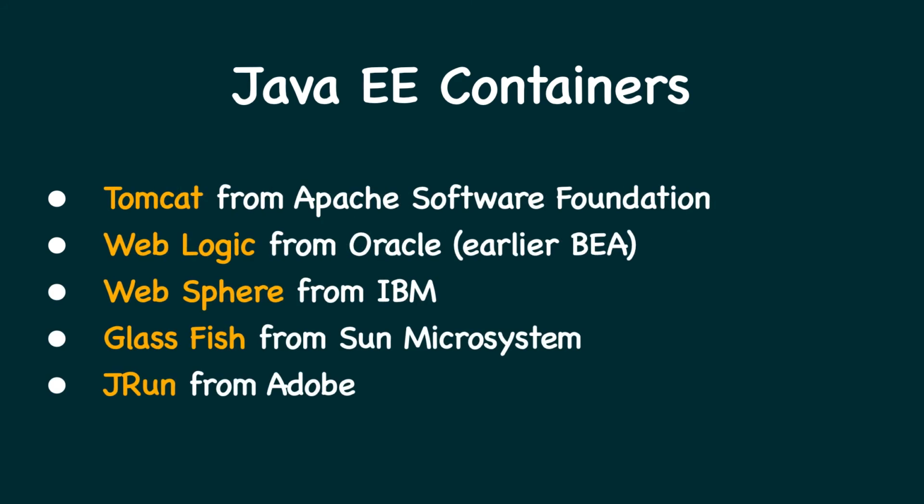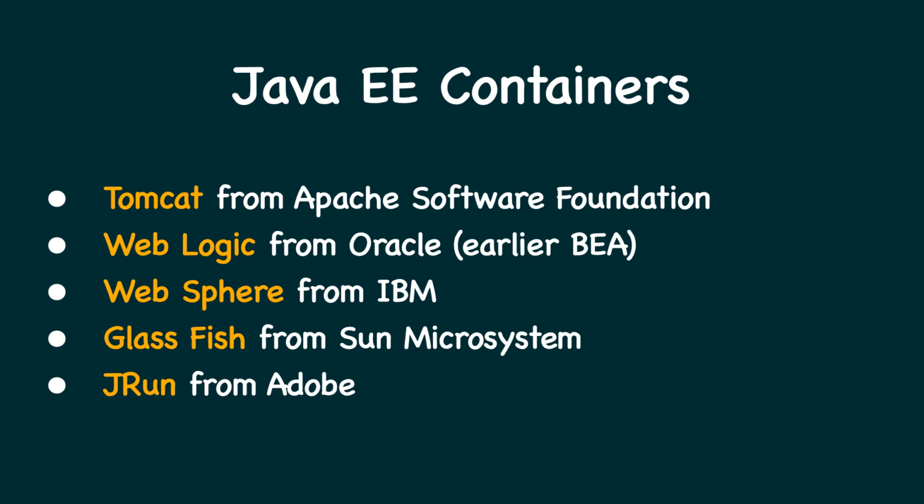For example, we have a web container called Tomcat, which is from an organization called Apache. Likewise, you have Oracle WebLogic, you have WebSphere from IBM, you have Glassfish from Sun Microsystem. Adobe has something called JRun. So there are many third-party web containers that are available on which I can deploy my components.